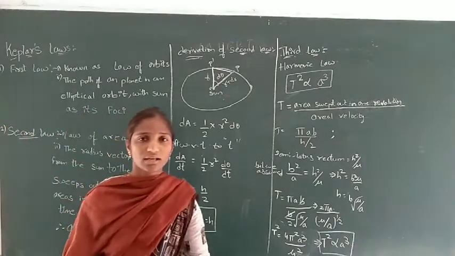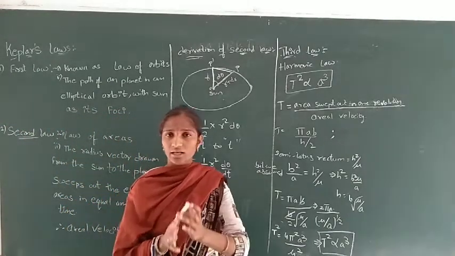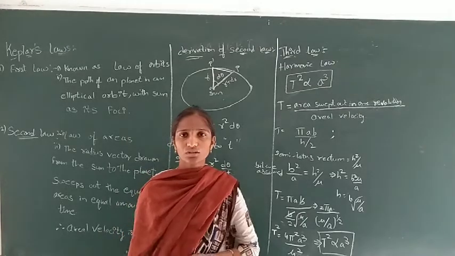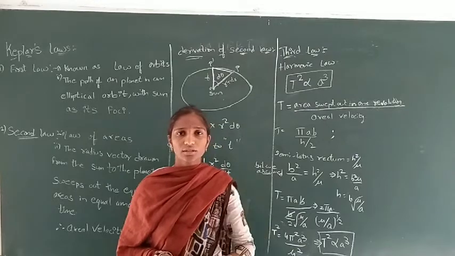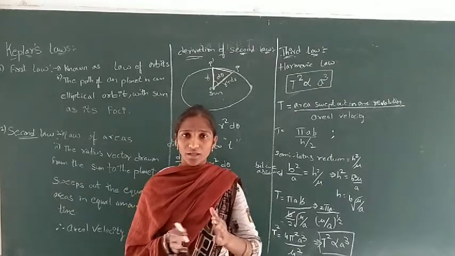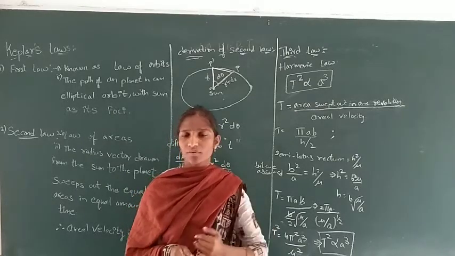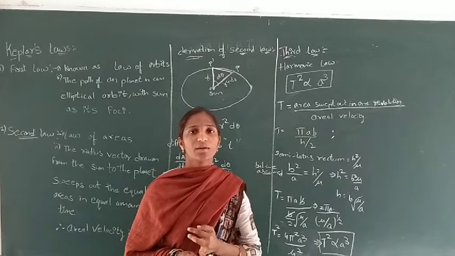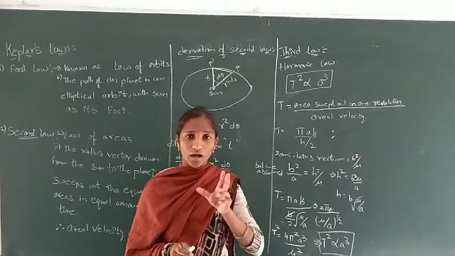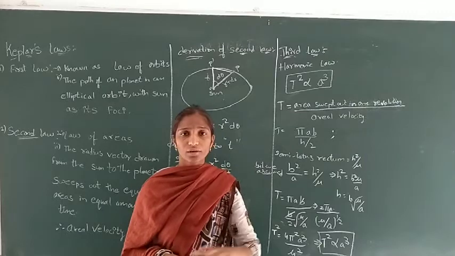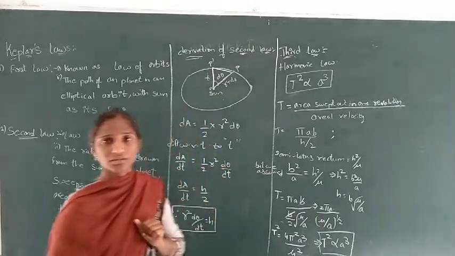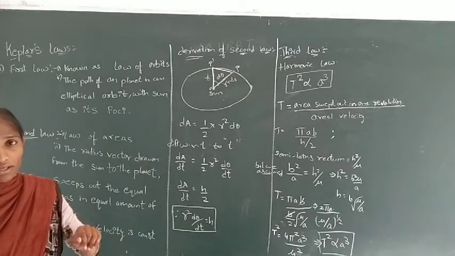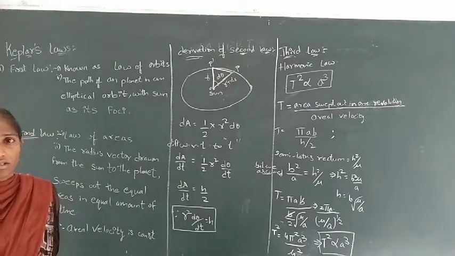So the scientist Kepler described planetary motion, and he described three laws about the planets: the size of the planet, the area covered by the planet, and how the planets revolve around the sun. All these were explained by Kepler, and all three laws will be explained in detail in this session.